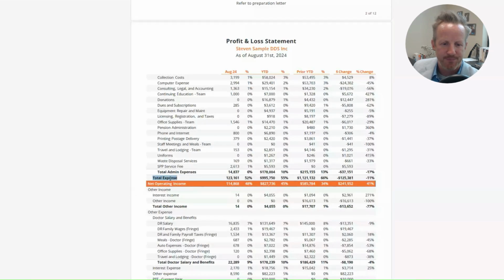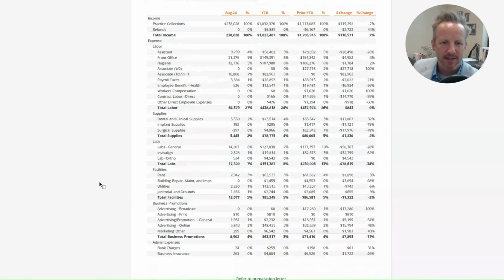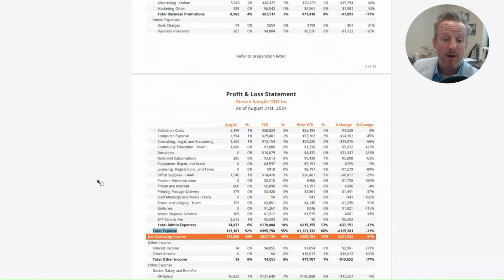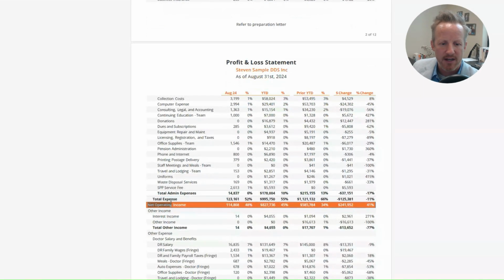total expenses. If you then subtract the total expenses from the total income, you get to a term called net operating income. And you'll notice I have this bolded and orange because this is the punchline of the profit and loss statement. This operating income is telling you how much of your revenue that you're collecting from patients and insurance that you're keeping after paying your labor, labs, supplies, facility, marketing, and admin. How much is left? Now, how much is left is then going to be used to pay for the following.